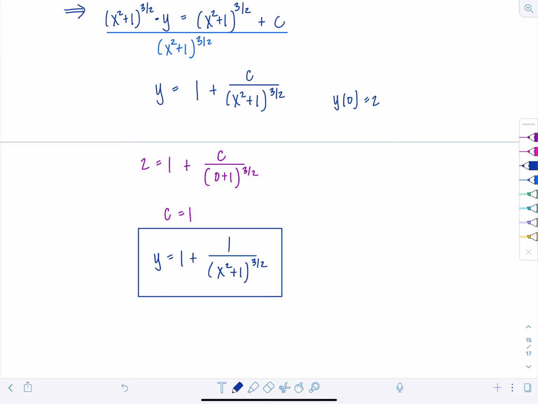All right, so that's the end of the lesson on linear equations, in particular, not linear equations from algebra, no, linear differential equations. I hope you enjoyed it.